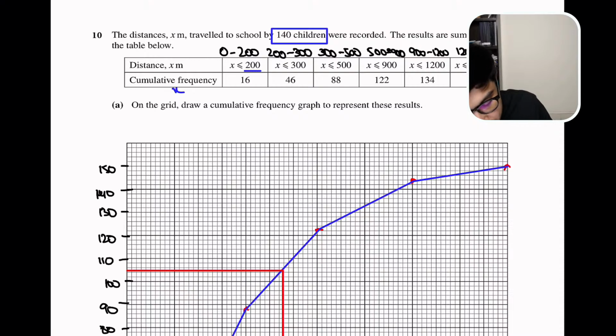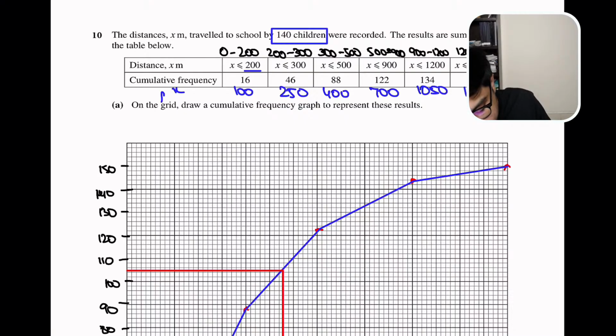If we have to figure out the x values, over here it's going to be 100, over here it's going to be 250, then over here it's going to be 400, then over here, 500 till 900, it's going to be 700, then it's going to be 1,050, then it is going to be 1400.